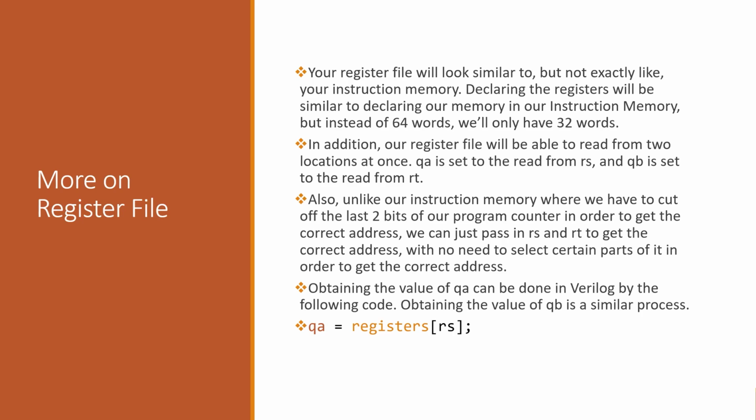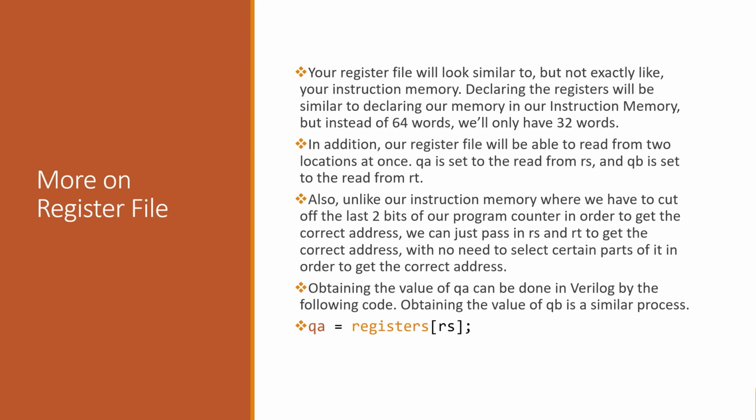In addition, our register file will be able to read from 2 locations at once. QA is set to the read from RS, and QB is set to the read from RT. Also, unlike our instruction memory, where we have to cut off the last 2 bits of our program counter in order to get the correct address, we can just pass in RS and RT to get the correct address, with no need to select certain parts of it.